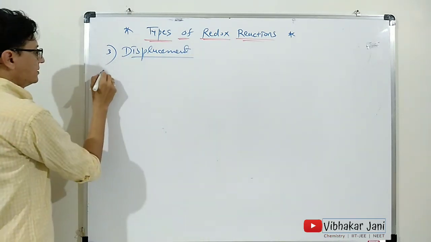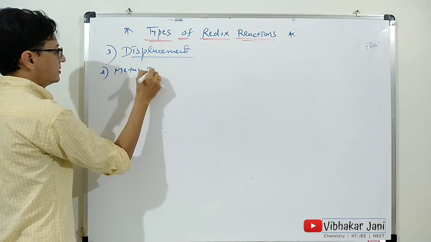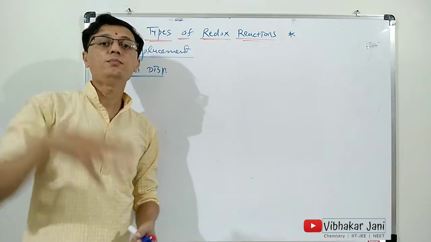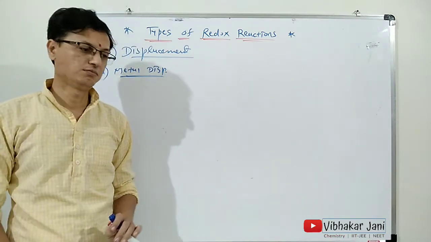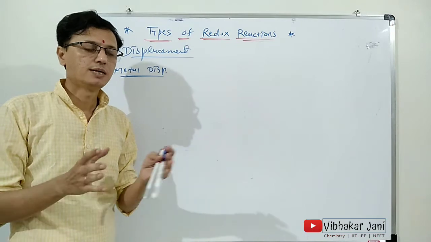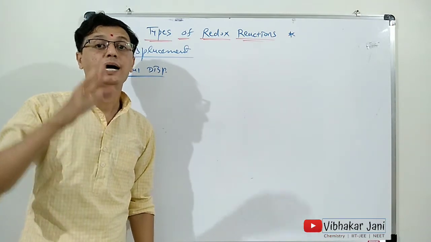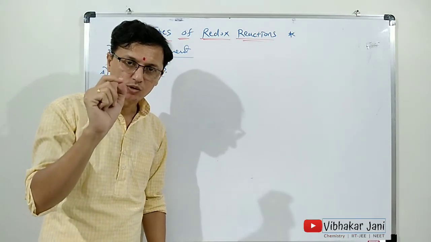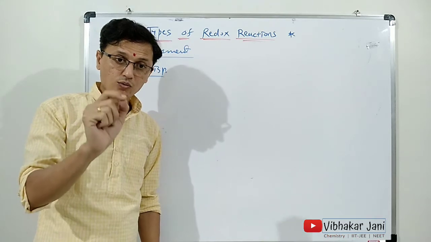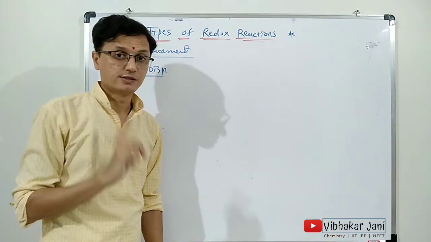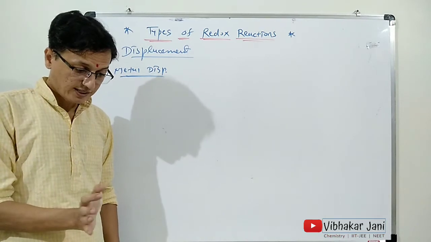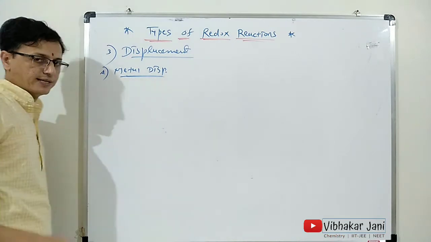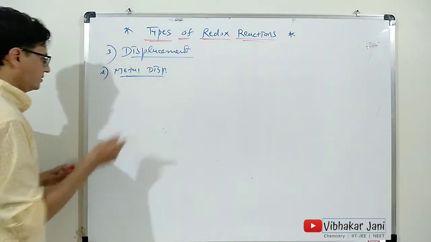So first type is metal displacement. That means if metal from any compound is displaced by some other species, metal can be displaced only by metal. If you want to write, then just write down this note. Metal can always be displaced by only metals. If metal is displaced, then there must be another metal which displaces this metal. So, metal displacement. Let us take an example, then we will discuss.